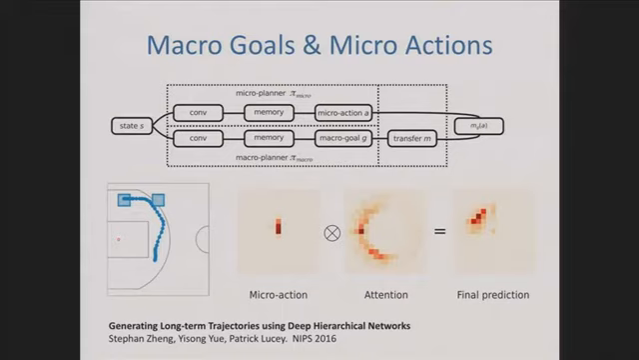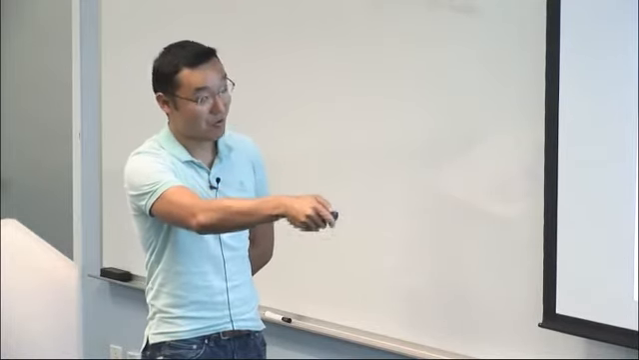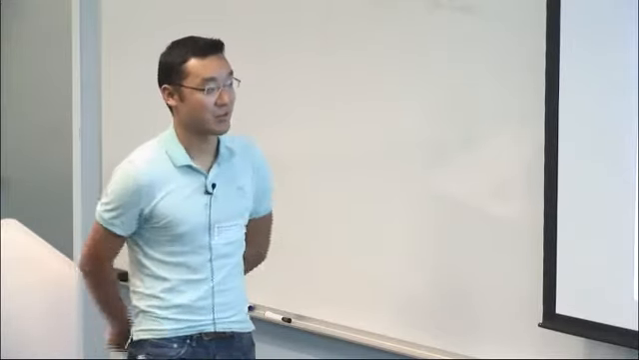So the micro action says, OK, maybe I want to move forward or to the left a little bit. And the macro goal says, I want to actually move over here in this direction. There's a way to transfer that macro goal into the micro action space and then compose it to form this final prediction.